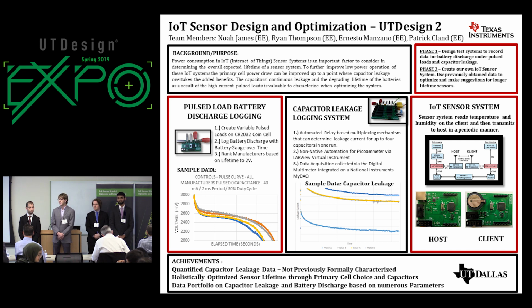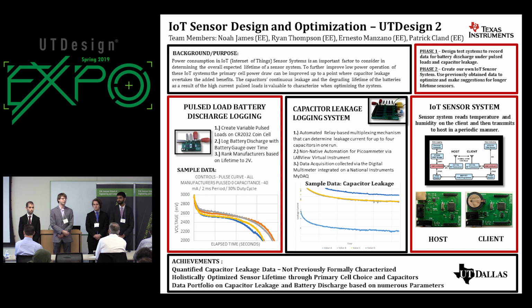An IoT sensor system is any system that is a low form factor, low power system that continually transmits data. For our purposes, we were looking at two different factors in order to optimize our system. The first is battery lifetime, and the second is capacitor leakage. Capacitor leakage is not something that's been formally characterized before now because in general use cases, it's so low that it doesn't necessarily matter. But as the systems become lower and lower power, it's something that we're starting to look into as a potential issue.